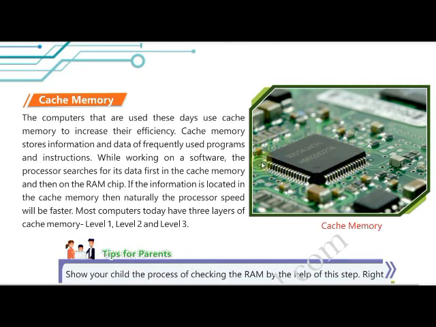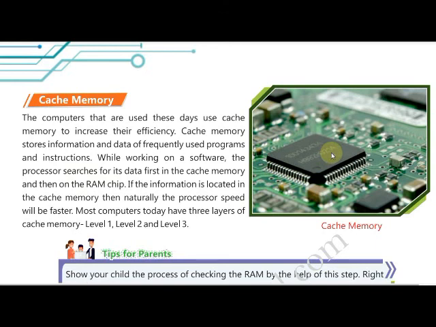Okay, so let's see in short about the cache memory. Cache memory stores the information and data of programs which are frequently used by the system or by the computer, and while working on software those instructions are searched by the processor, if instructions related to that software are available. If instructions are not available related to that program or software, then the processor switches its search to RAM. That means instead of searching in cache memory, it searches in RAM.